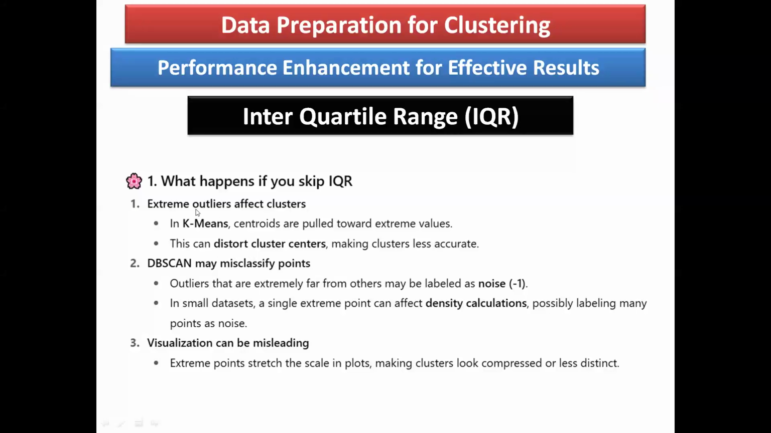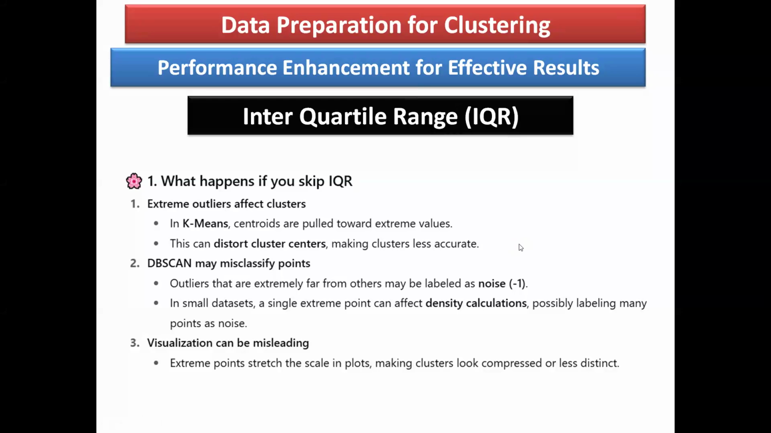So you can see what will happen if we skip IQR: extreme outliers affect clusters. In K-means, centroids are pulled towards extreme values. We will discuss that part also, about the way the centroid is calculated and the way distance is calculated. But broadly we are discussing here that if we have a certain value that is out of bound, that is abnormal.